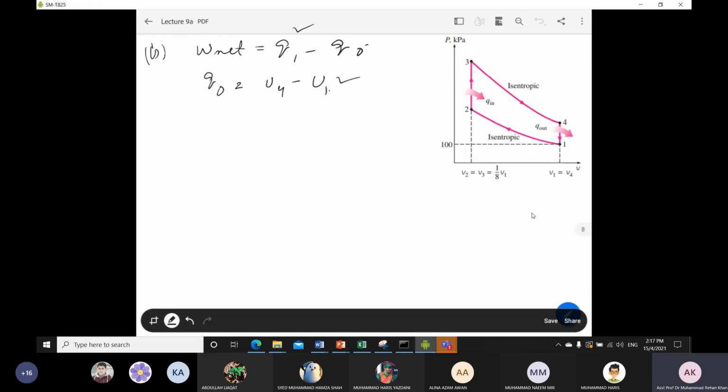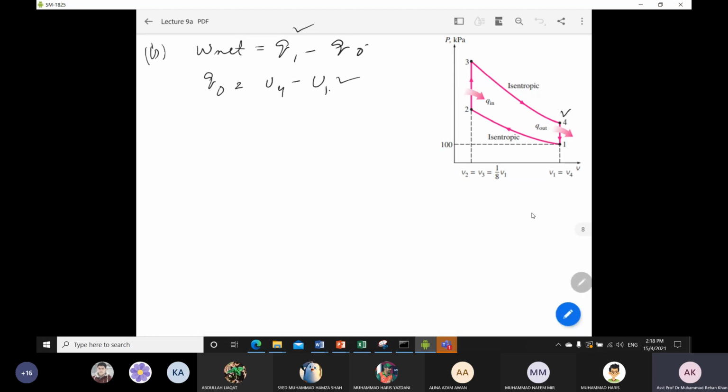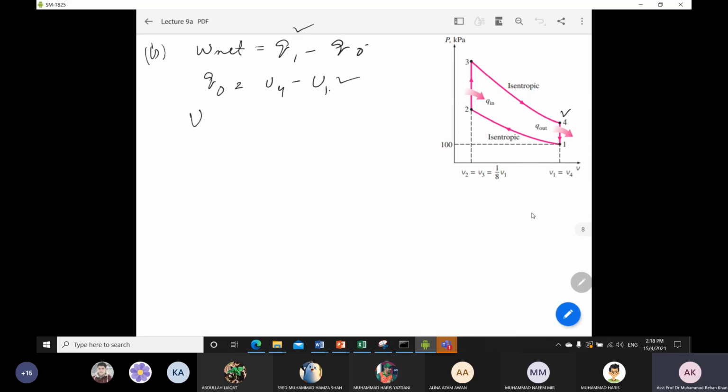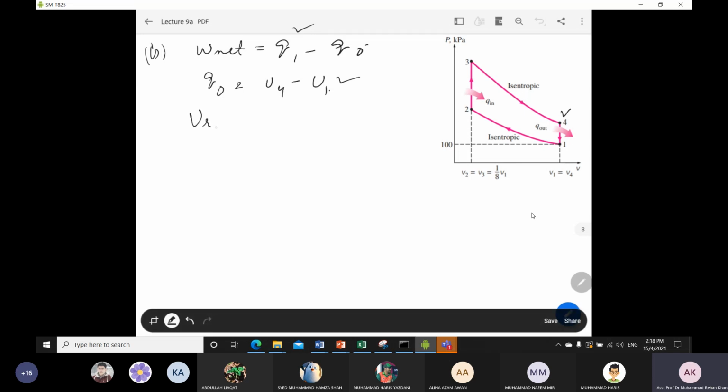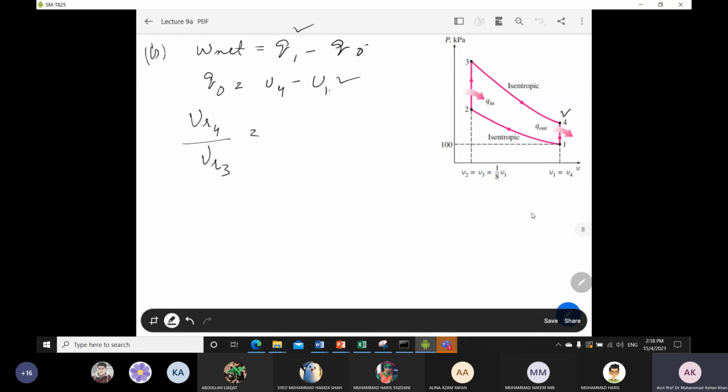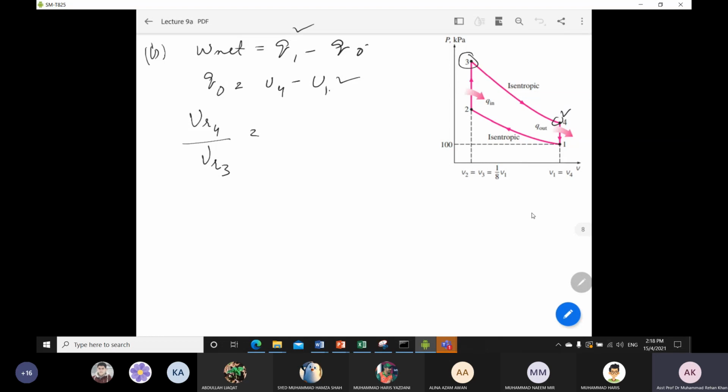In order to find U4, we need another state variable, either the relative specific volume or another property, so that we can look for the value of internal energy at point number 4 against that variable. So we write down an equation relating the relative specific volume at 4 and the relative specific volume at 3, because this equation is better for an isentropic process, so we can easily apply it between these two points.